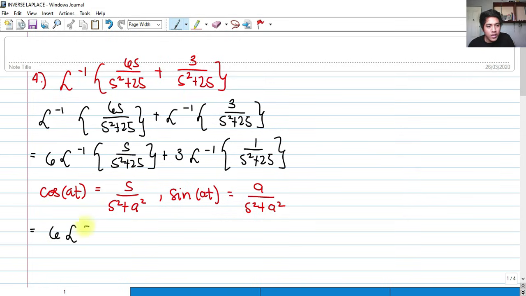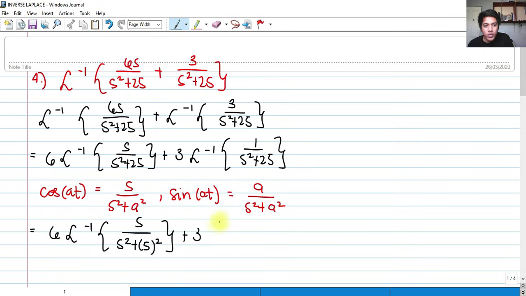So obviously, this 25 is a squared. So s squared plus 25 is equivalent to s squared plus 5 squared. Plus 3, take a look at this: 1 over s squared plus 25. There is no s here, so this should be sine because of the plus. But the problem is we don't have the a here.